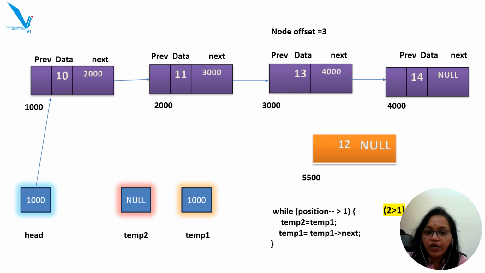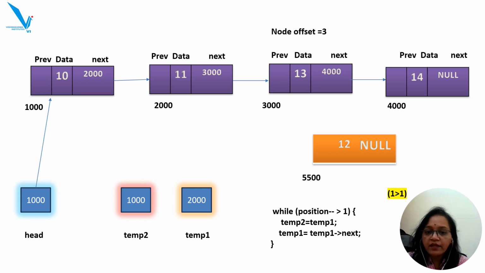So the loop is while position-- greater than 1. So position is 3. So 3-- gives 2. 2 greater than 1. Condition is true. What do I have to do? temp2 is equal to temp1. temp1 is equal to temp1 of next. So temp2 is equal to temp1, so it will take the value 1000 and temp1 will take its next value, that is 2000.